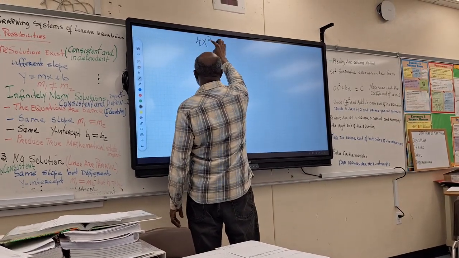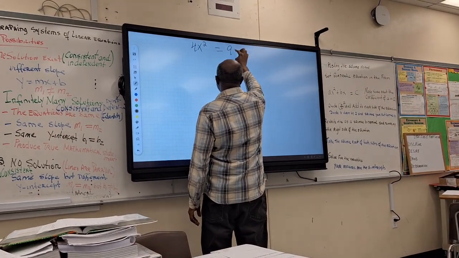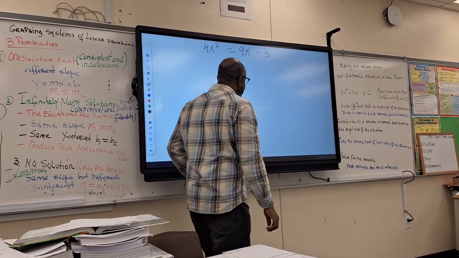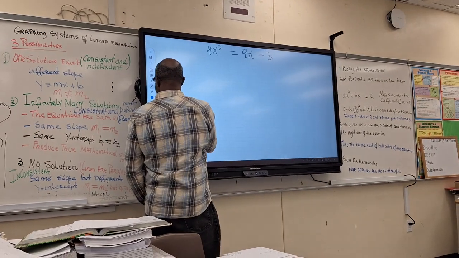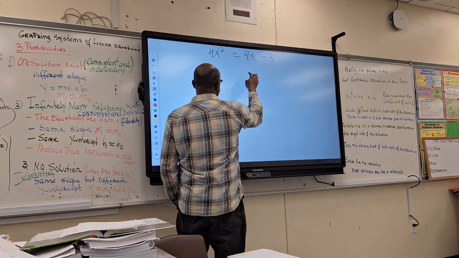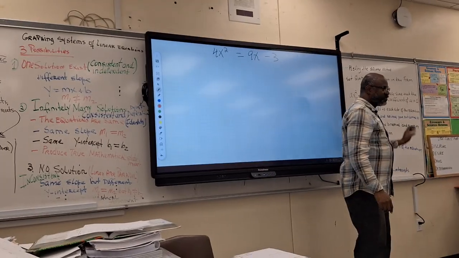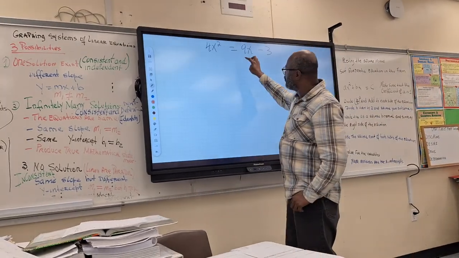4x squared equals 9x minus 3. Alright, AB equal to C. Then what do you do? I would do plus 3. Not plus 3, I would do that. That's just me personally. What one do you move? You move this.